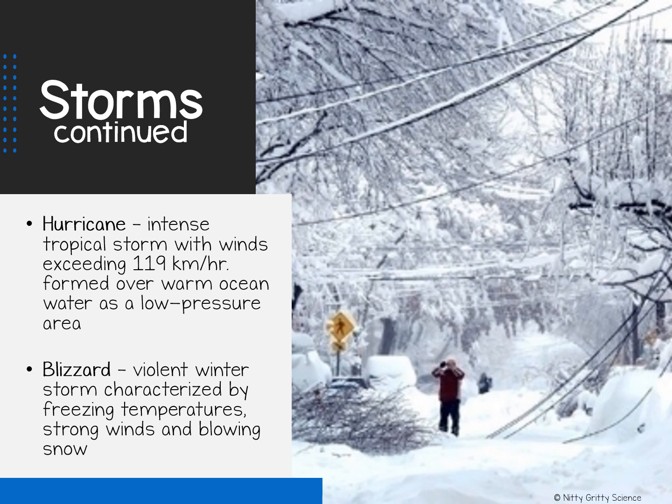Winter can also bring violent storms as well. Ice storms can down power lines and tree branches, and they also make driving conditions very dangerous. A blizzard is a violent winter storm characterized by freezing temperatures, strong winds, and blowing snow. Blizzards create situations that have low visibility and freezing temperatures that can cause frostbite and hypothermia.